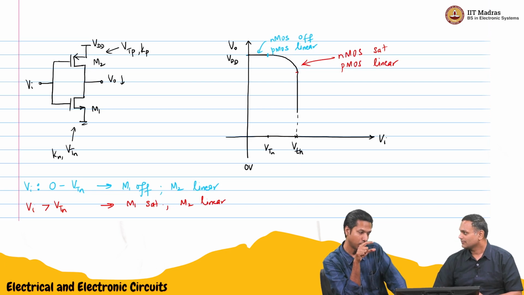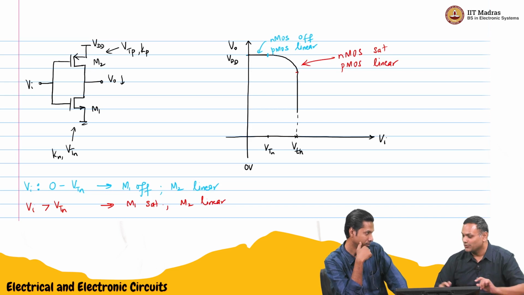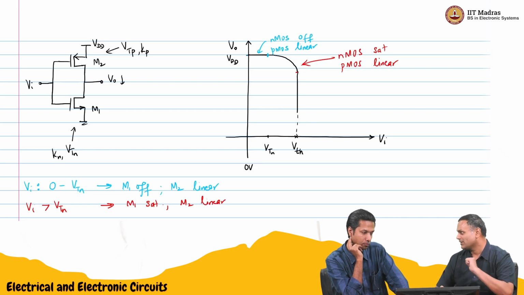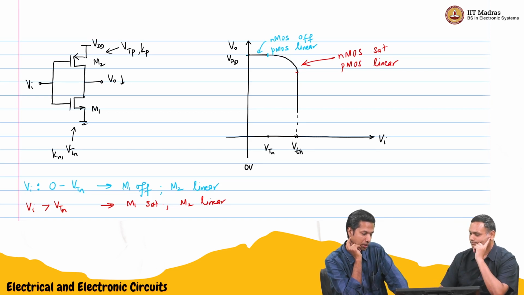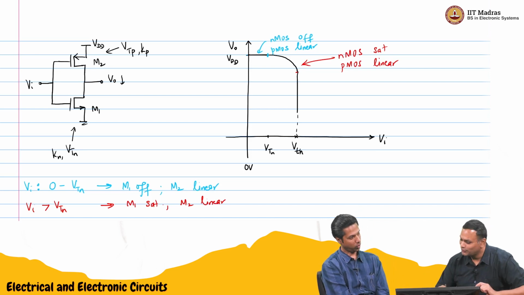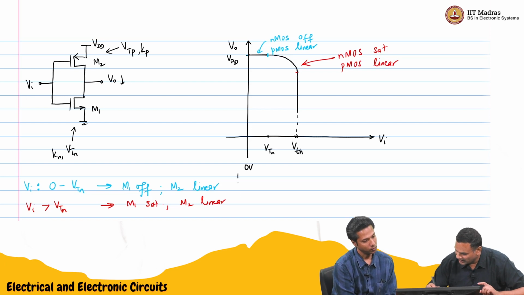Now VDS of M1 is reducing, because the output is falling very fast. The current is increasing. VSD is increasing for the PMOS, VDS is decreasing for the NMOS. So M1 will enter into the triode region. We'll write that here.